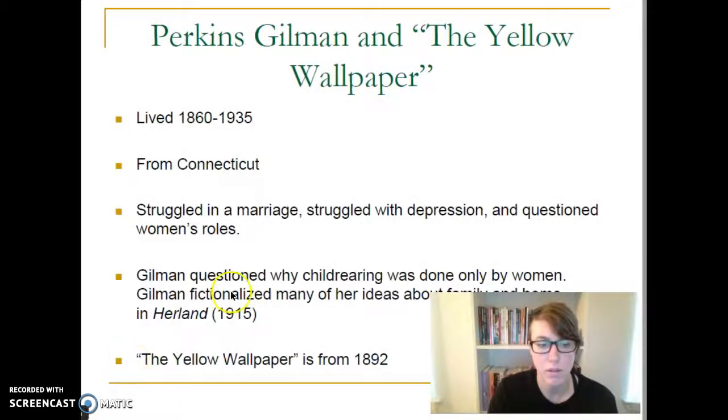Hi again. Okay, moving forward to Charlotte Perkins Gilman and The Yellow Wallpaper. So Perkins Gilman was alive in the late 19th and early 20th century. She was from the US, from Connecticut. This piece of work was published in 1892, so you'll see we're going way back here to the 19th century, but there's a reason for that.